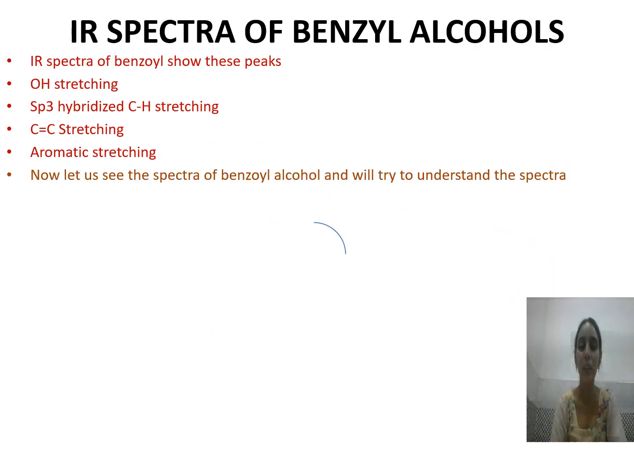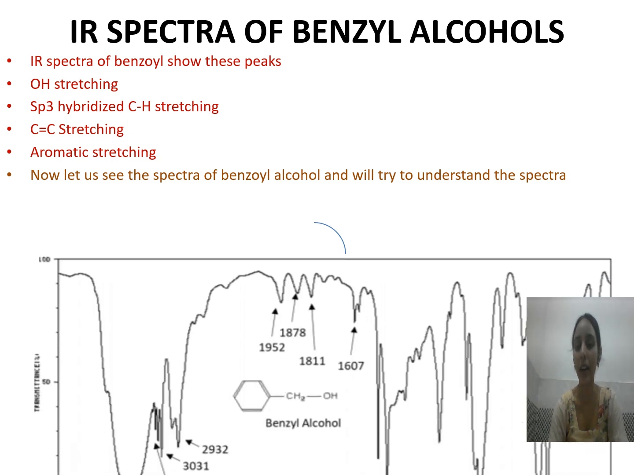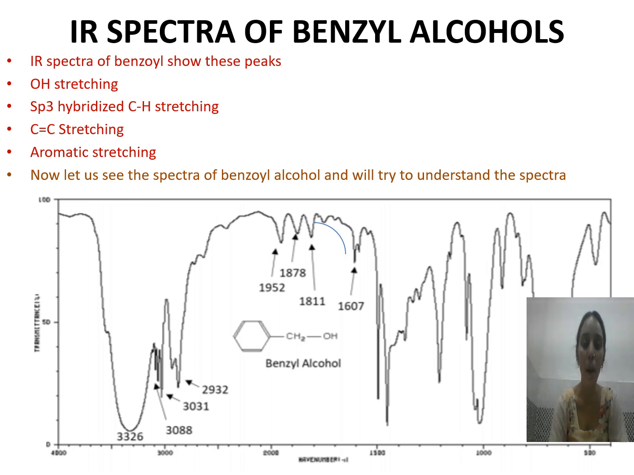Now we will discuss the IR spectrum of benzyl alcohol, that is an aromatic alcohol. The main peaks we will observe in the IR spectra of aromatic alcohols are OH stretching, sp3 hybridized CH stretching, C=C aromatic stretching, and C-O stretching. Now let us see the spectrum of benzyl alcohol.